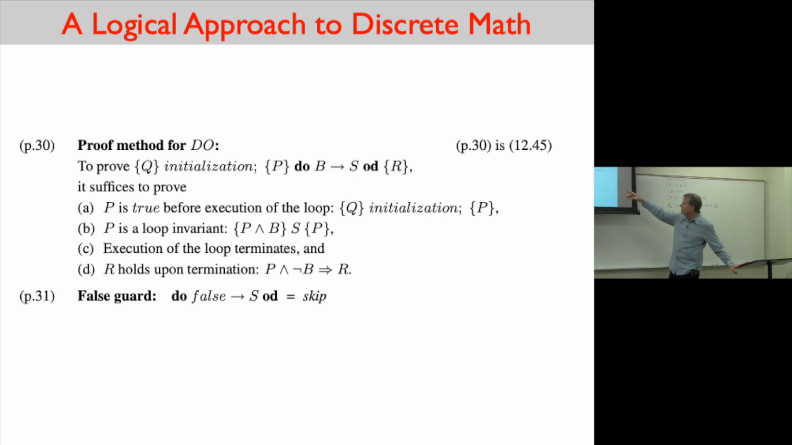Notice that I put these letters here. Q initialization, P do, B, if B then S od, and then R is the postcondition. So there's Q, P, and R. I've labeled them like that. So you need to do these 4 things. Let's do these 4 things. Prove Q initialization. Prove P is true before execution of the loop. So you have to prove what? We'll have the packet for this, right? Yeah.